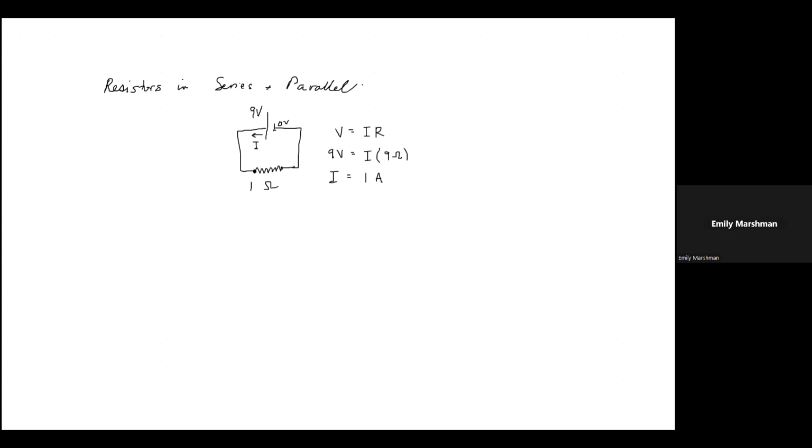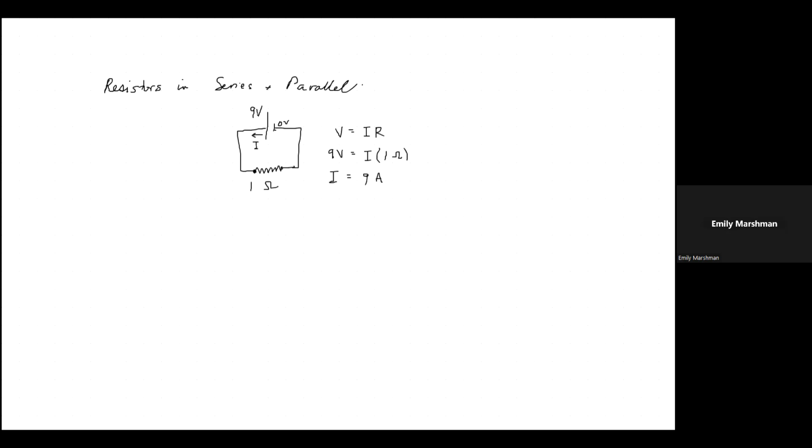What's going to happen to the current? Obviously, it's going to go up. I have less resistance here. There's less resistance to the current. So if I use Ohm's law again for this one, you'll see that if I use a 1 ohm resistor, my current is now going to be 9 amps. A lot more current flowing with less resistance.